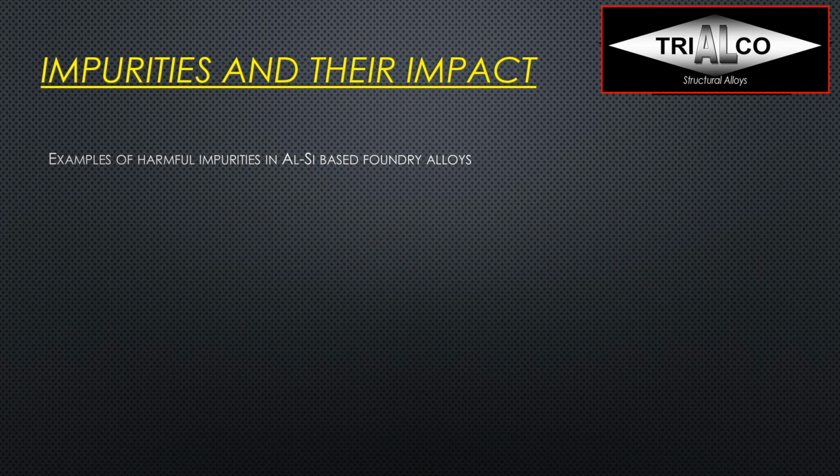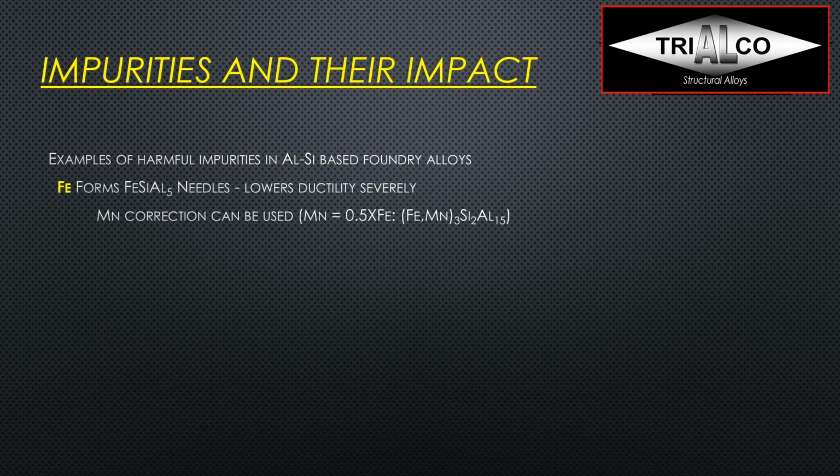Now, which ones would we potentially have to specify individually? Those are the harmful impurities in the aluminum silicon based foundry alloys. We know iron, of course, because it forms the iron needles that lower ductility severely, and we know that manganese can correct them, so we might just say, okay, we want half of the iron content added as manganese content. So in this case, we might not say that we want exactly this manganese content. We can just say, well, we want half of the iron content of this alloy added as manganese.